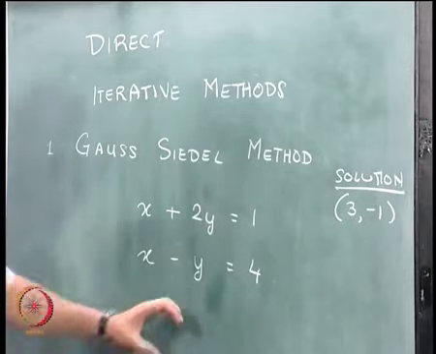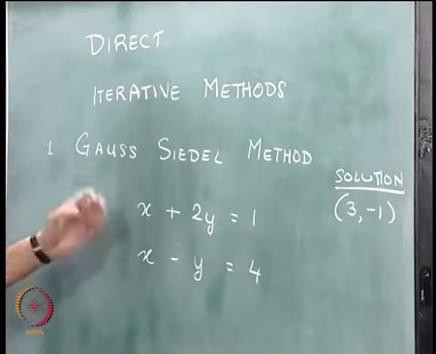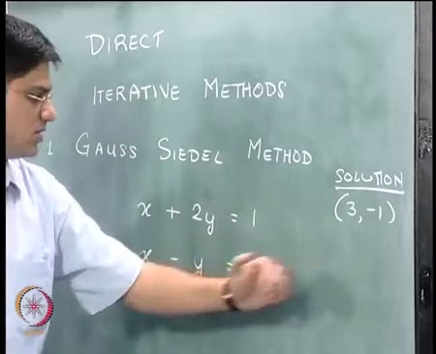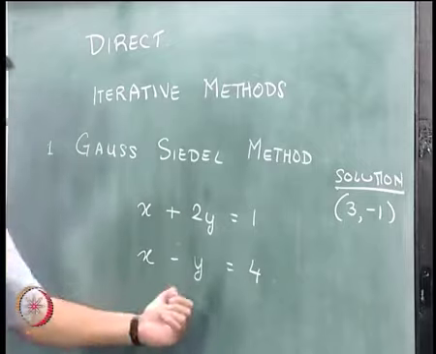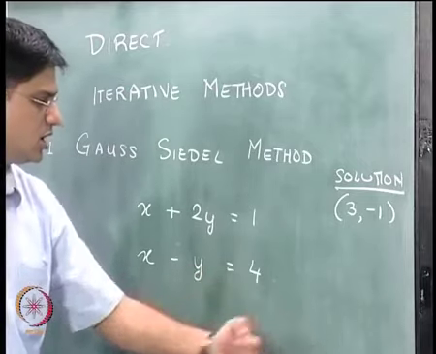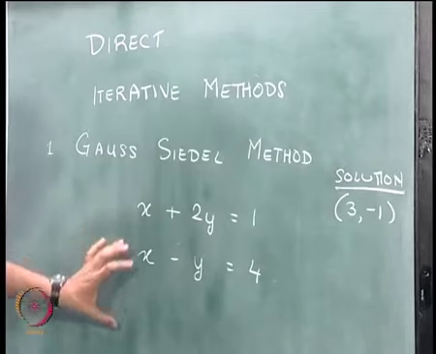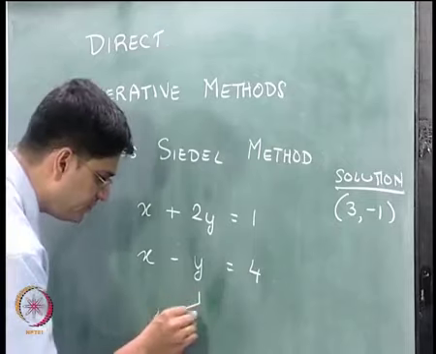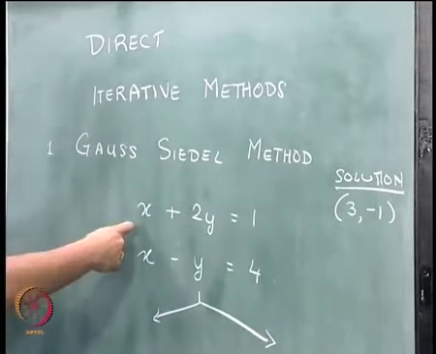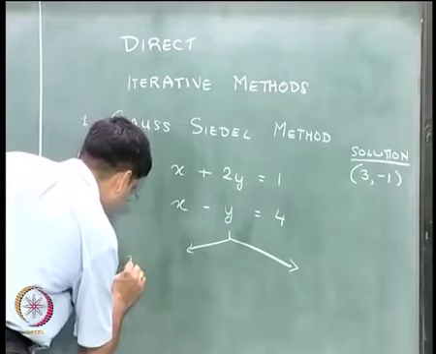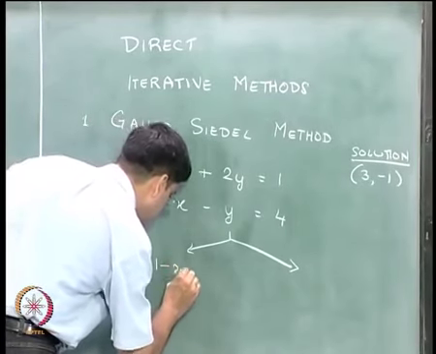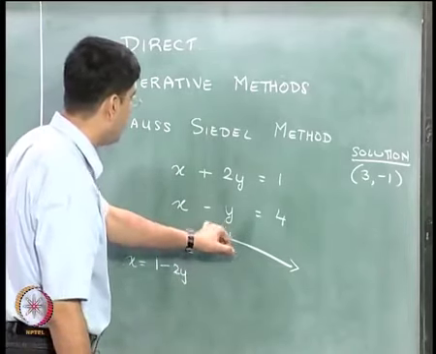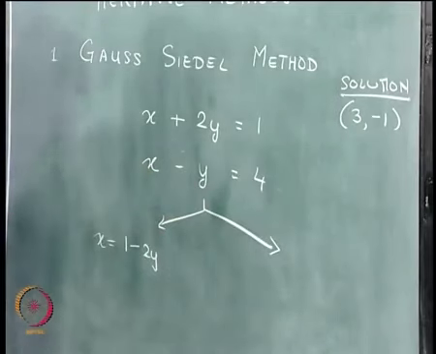What we do in the Gauss-Seidel method is rearrange the equations so that we write one as x equal to something on the right hand side, and rearrange the other so that it becomes y equal to something on the right hand side. Two possible ways of rearranging are fairly clear. You can take 2y to the other side and write x equal to 1 minus 2y, and the second equation you can write as y equal to x minus 4.